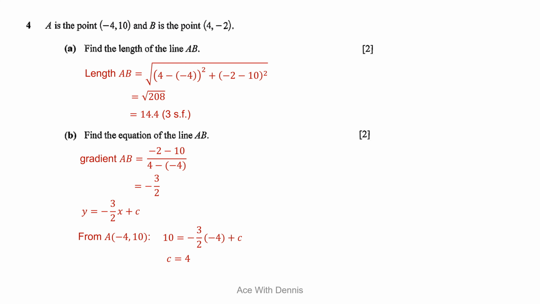Of course, if you want, you can use the coordinates of point B to find the c. You should get the same answer as well. Right, so now the equation of the line AB will be y equals -3 over 2 x plus 4.